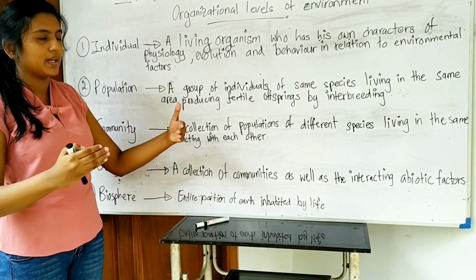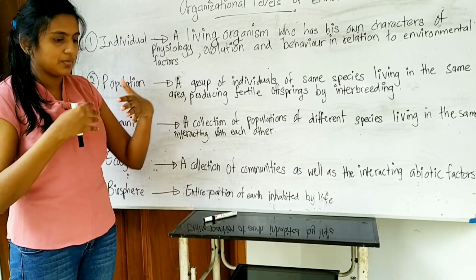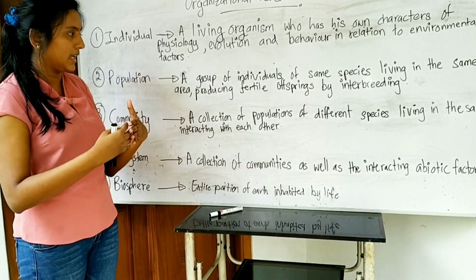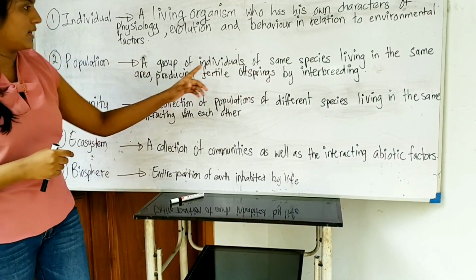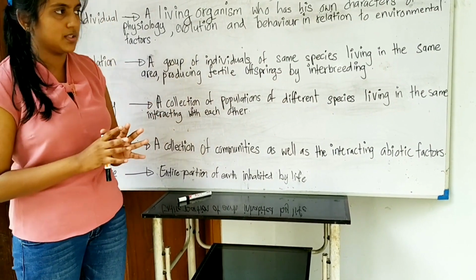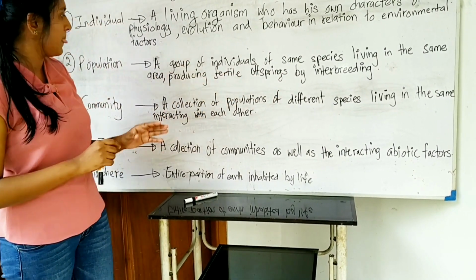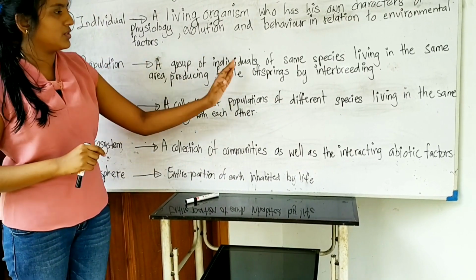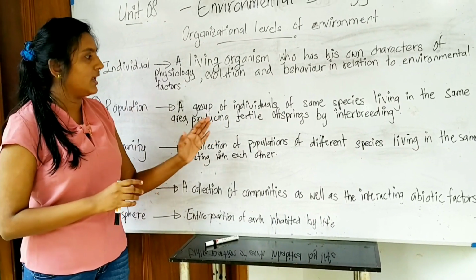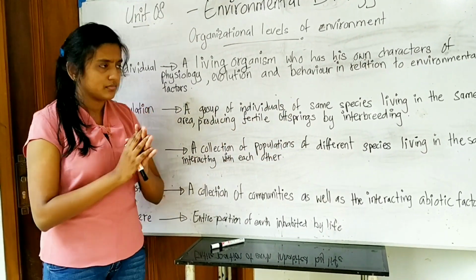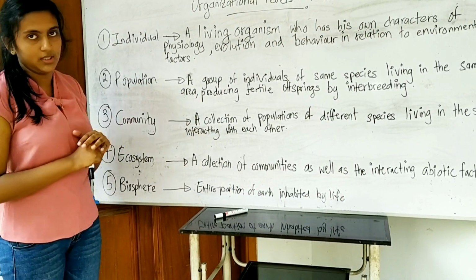So we consider a particular frame and we consider all the organisms of the same species within that frame, within that area, producing fertile offspring by interbreeding. This part is for the survival of the particular species. For the survival of the species, producing fertile offspring is a must. Therefore, a population means a group of individuals of the same species living in the same area, producing fertile offspring by interbreeding.